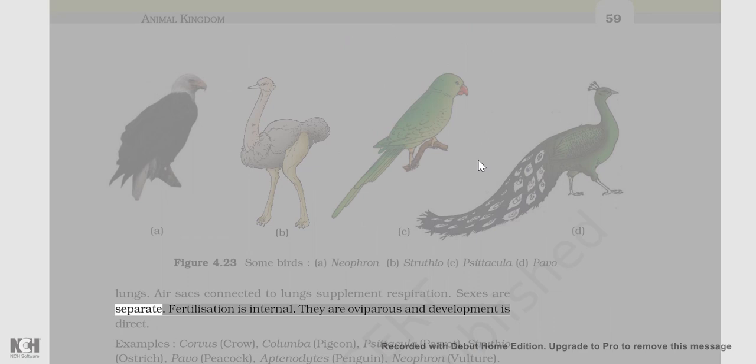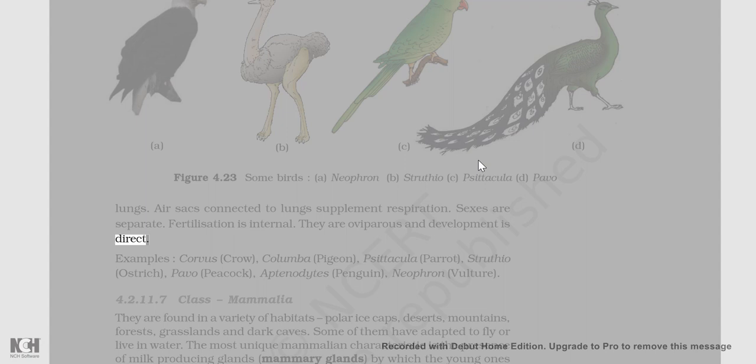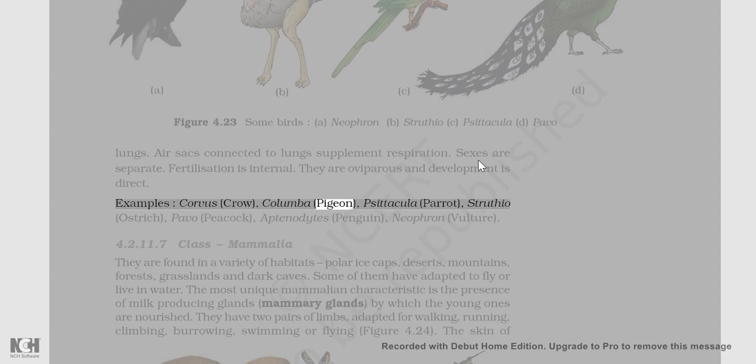Sexes are separate. Fertilization is internal. They are oviparous and development is direct. Examples: Corvus, crow, Columba, pigeon, Psittacula, parrot, Struthio, ostrich, Pavo, peacock, Aptenodytes, penguin, Neophron, vulture.